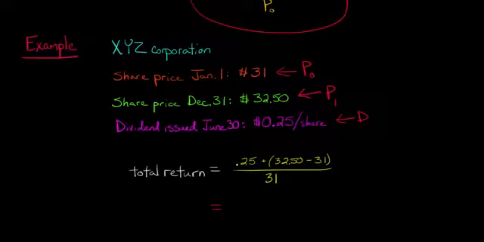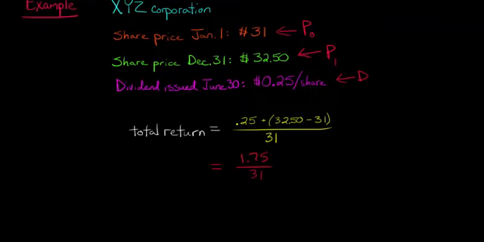So let's just say here, I'll break it out for you, you'd have $1.75 in the numerator, then you divide that by the 31. That's going to equal 0.056, which is the same as saying 5.6%. Now I've rounded here, but basically I just want you to understand.